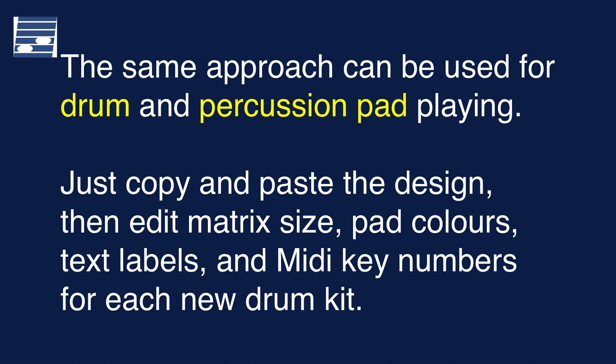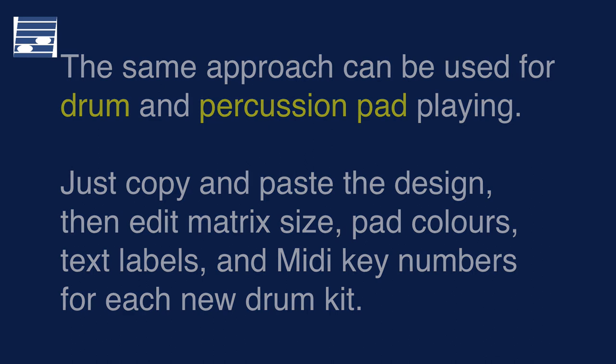We edit the pad text labels, colors, and MIDI key numbers for each new sample library. Depending on the size of the matrix, this takes between 10 and 30 minutes to create the mapping. Lemur allows us to save this matrix module as a personal library component, ready for importing into new controller projects.